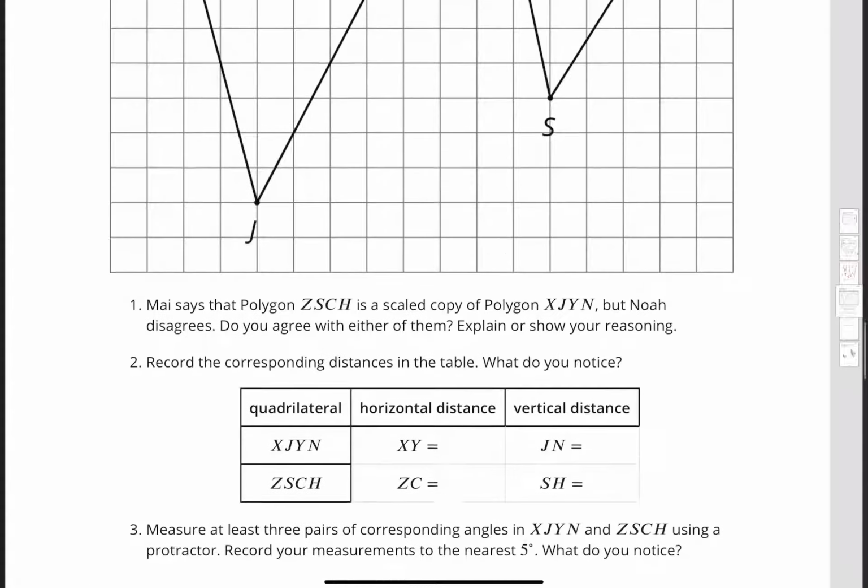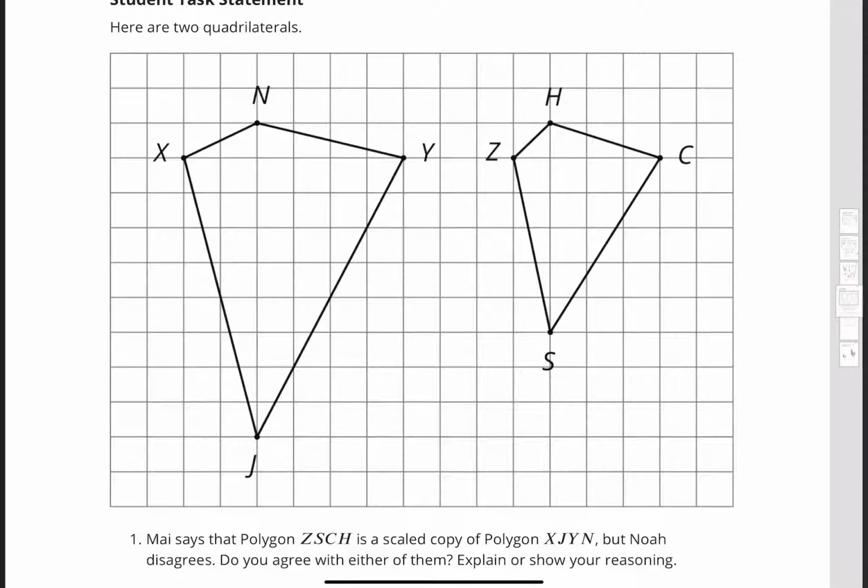So let's look at this image. Just like what I said from lesson 1, anytime you see a grid in a math problem, it either wants you to graph something, draw something, or use it as a tool of measurement. And in this case, it wants us to use this grid as a tool of measurement. So in order for me to figure out if this is a scale copy or not, I want to take the measurements of this polygon. So what I want to use is the corresponding distances.